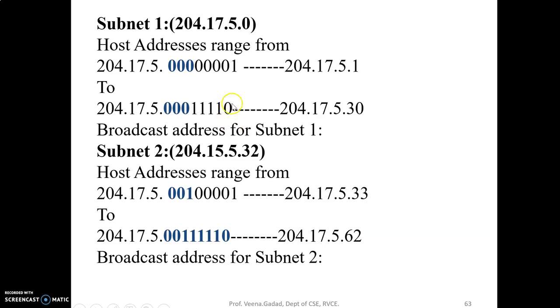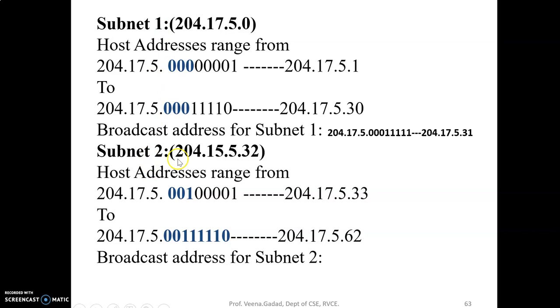If I make this bit as 1, then it becomes a broadcast address. So the host ranges from 204.17.5.1 to 204.17.5.30. So what will be the broadcast address? It will be 204.17.5.31. So this will be the broadcast address and this will be the network address for subnet 1.